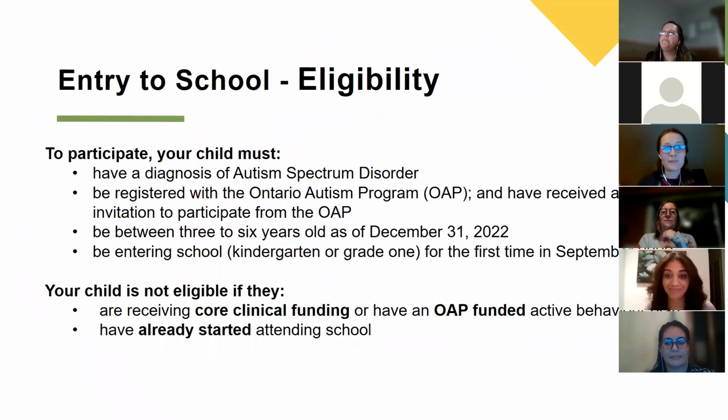So to be eligible to participate, your child must have a diagnosis of autism spectrum disorder and be registered with the Ontario Autism Program and have received an invitation to participate from the OAP or from the ministry. And they must be between the ages of 3 and 6, so that school eligible age range, and be entering school, either kindergarten or grade 1 for the first time in September 2022. Children are not eligible if they're receiving core clinical funding or have an OAP funded active behavior plan, or if they have already started attending school.